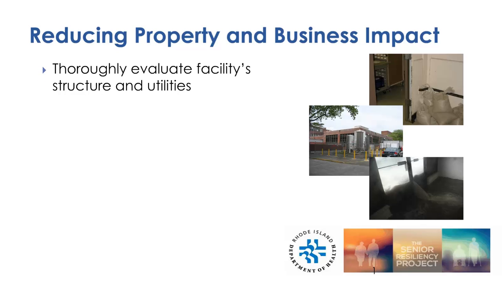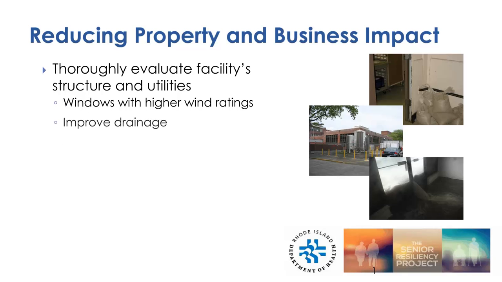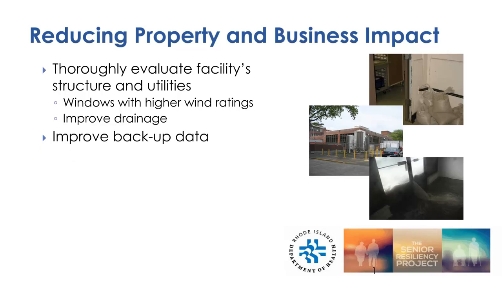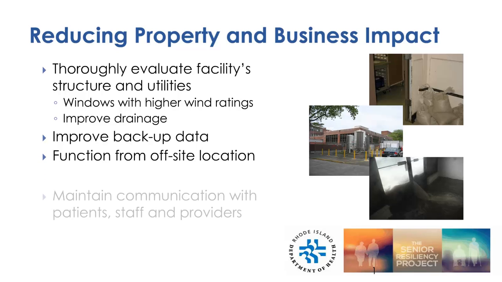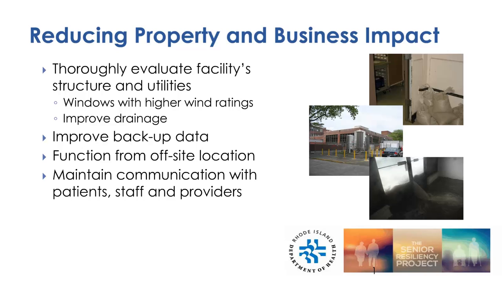We can look at our building structure and may be able to upgrade or modify some of the features. For example, replacing windows with ones that have a higher wind rating or improving drainage around the building. Changing the impact a storm will have on our business might be accomplished by improving our backup data, being able to contact patients from an off-site location, and maintaining a method of communicating with our patients, staff, and providers.